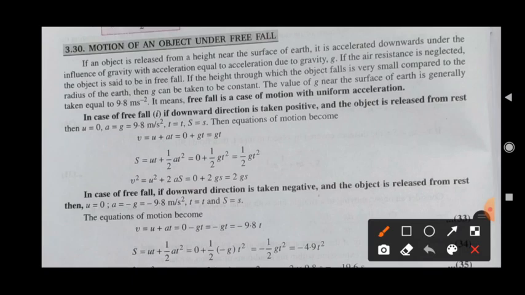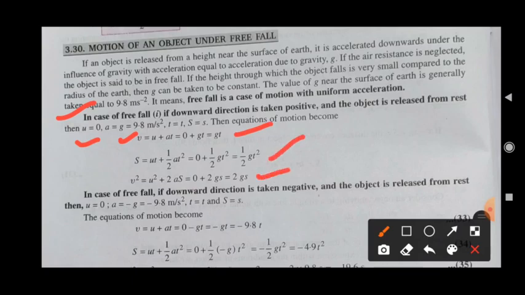So free fall is exactly the case of motion with uniform acceleration, where g is taken as 9.8 meter per second square. So this is now clear. Now next, in the case of free fall, you can take downward or upward, both as positive. So if downward is taken as positive and the object is released from rest, then u will be 0, a is equal to g, t is equal to t, and s is equal to h. Then you can write the equations of motion: v is equal to u plus at. In the place of u you can write 0, in place of a you can write g. So this will be v is equal to gt. Similarly, this will be s is equal to half gt square.